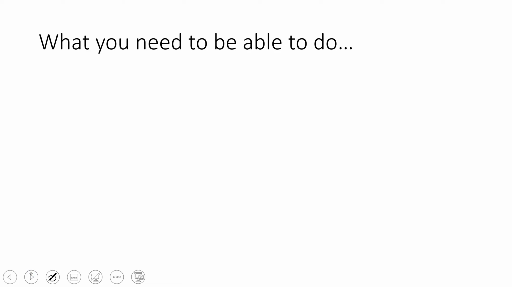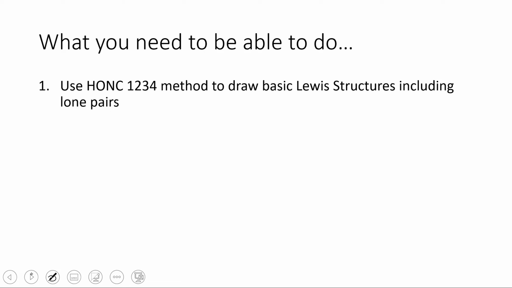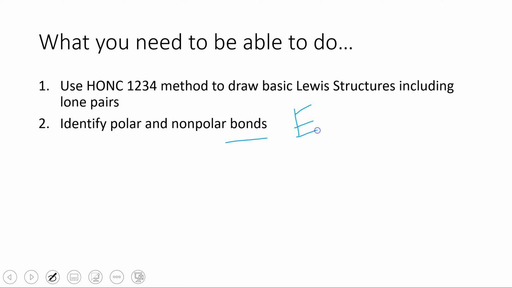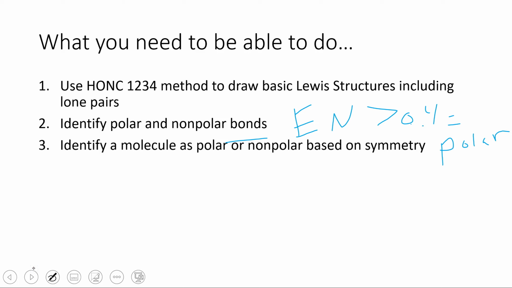All right, so here's what you need to be able to do. Again, we're talking test, quiz type situation, right? Number 1, you need to be able to draw Lewis structures like we've been practicing in class, using that HONC 1, 2, 3, 4 method or the electron transfer method that we use for ionic compounds. 2, you need to be able to identify the bonds as polar or nonpolar. Again, that's where we're looking at that electronegativity. If it's greater than 0.4, we are calling it polar, right? If it's less than 0.4, we're calling it nonpolar, okay? And 3, you have to use symmetry or asymmetry.